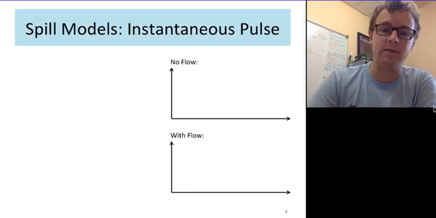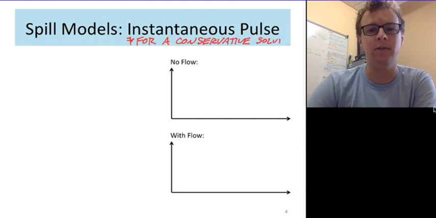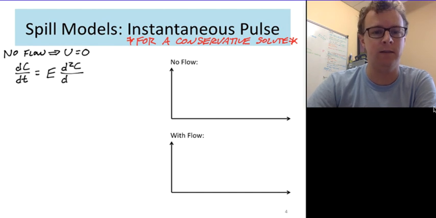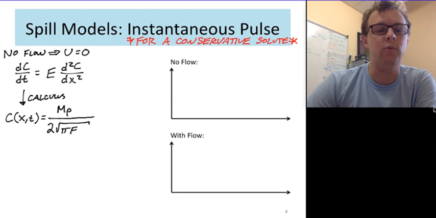So I want to talk first about an instantaneous pulse, because I think this is the easiest one to get your head around. And this is applicable for a conservative solute, so we'll add reaction later in the lecture. Now, if that's the case, our mass balance equation looks something like this. dc/dt is equal to, and we've got just the diffusive term on the right-hand side. And if we do some calculus magic, we can get an explicit solution here as a function of x and t.